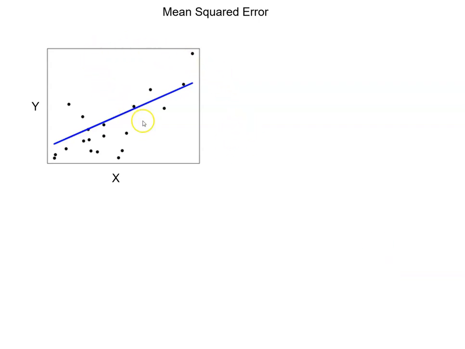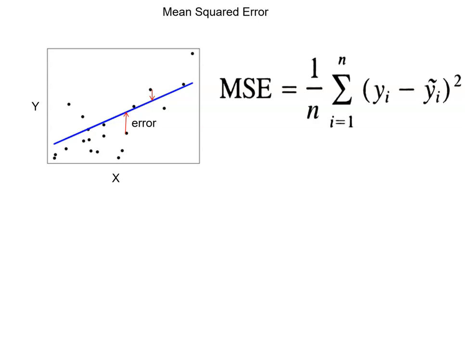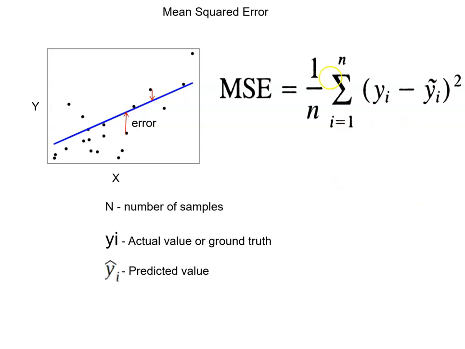It is calculated by calculating the distance between each data point and the best fit line that has been arrived at after training the model, squaring them up, summing them all, and then dividing it by the number of samples. So basically, when we look at its formula, it says yi minus yi hat. So yi is the actual data point, the ground truth, and yi hat is the value predicted by the model, that is lying on this best fit line.